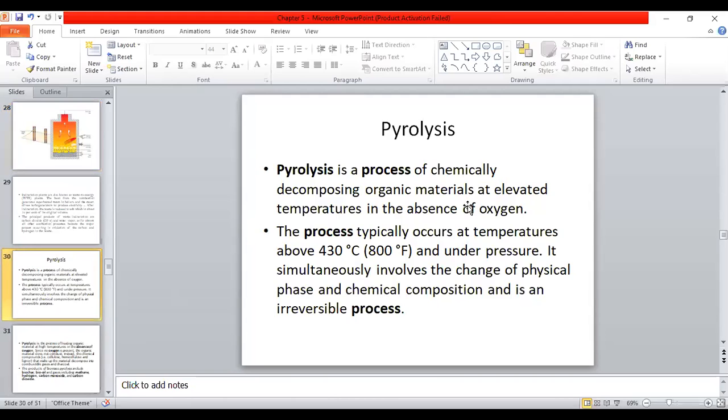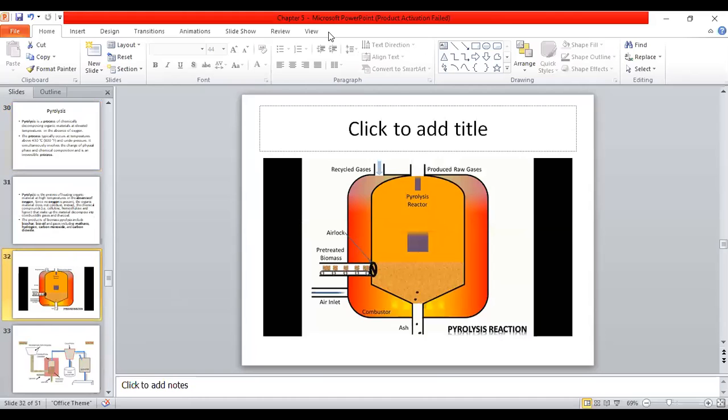There will be two different chambers. The inside chamber will be for the material which you want to burn, and the outside chamber will be for creating heat. Simply, you can say it is a combustor, where the fuel or material is burned to create heat, which is indirectly given to the pyrolysis reactor. In the pyrolysis reactor, we put the material which we want to burn.